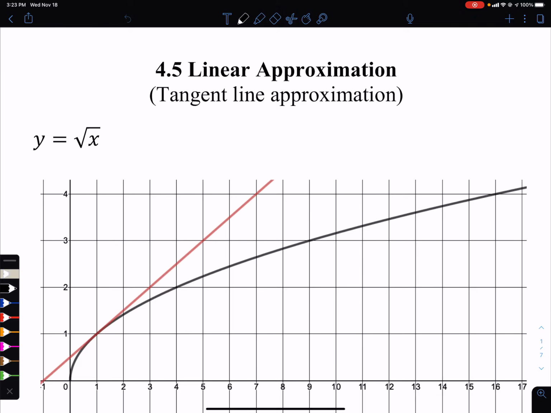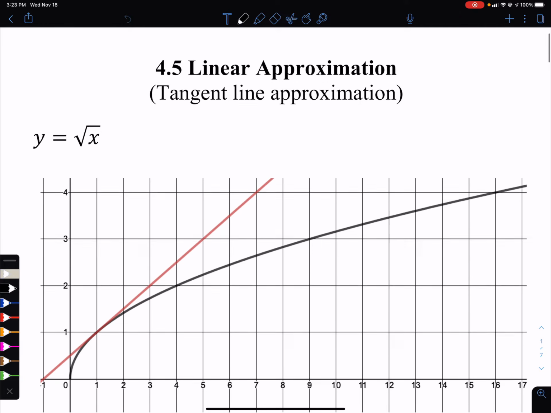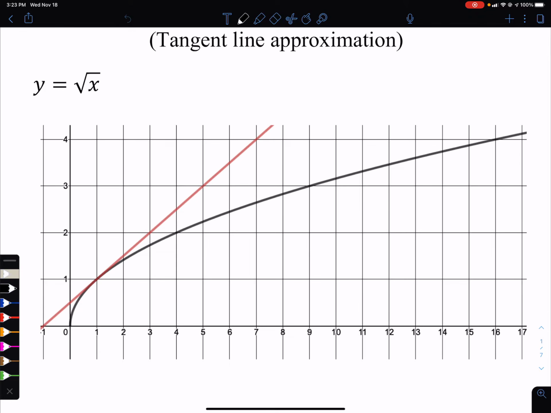This is chapter 4, section 5, called linear approximations, also called tangent line approximations, and you'll see why. So if we have the function the square root of x, right here, this function is square root of x. Now, suppose someone said, hey, what is the square root of 1.5?